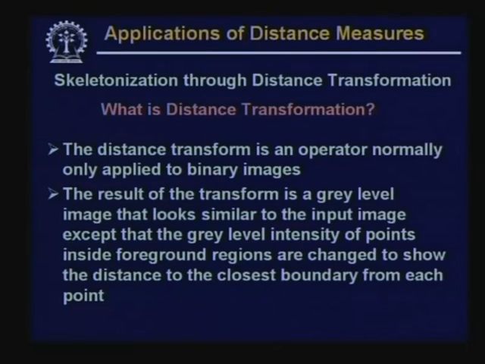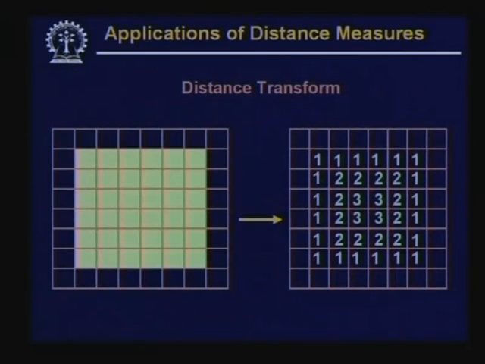So, by applying distance transformation, what we get is an image where the shape is similar to the input binary image, but in this case the image itself will not be binary. It will be a gray level image, where the gray level intensity of points inside the foreground region are changed to show the distance of that point from the closest boundary point.